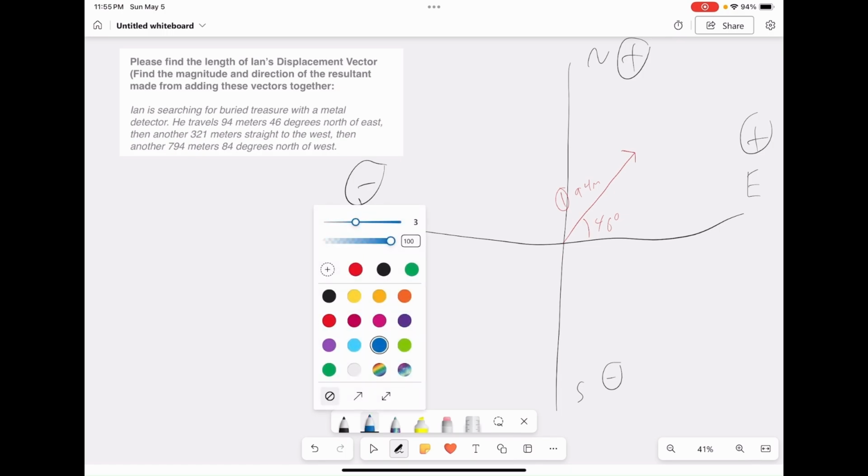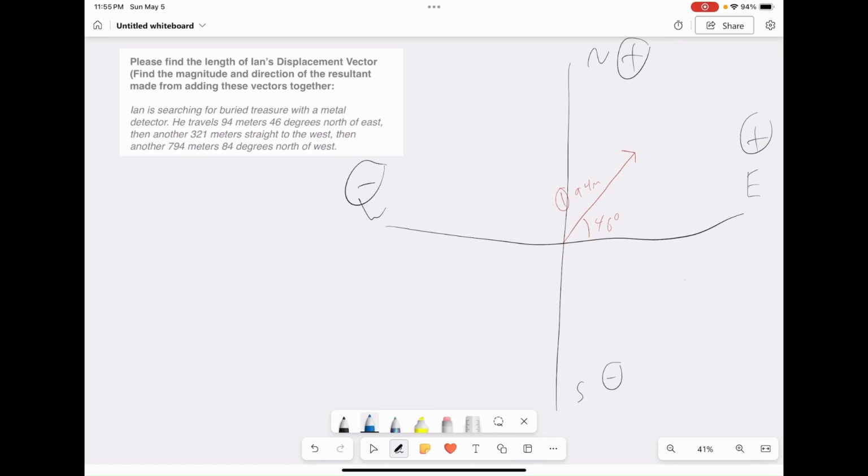Then we have a second vector where he goes 321 meters straight to the west. Obviously, I'm not drawing this perfectly to scale. I'm going to kind of guesstimate. So if I made that 94, 321 is pretty long. Let's look over here.